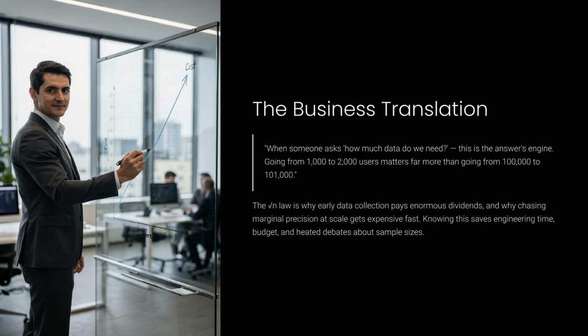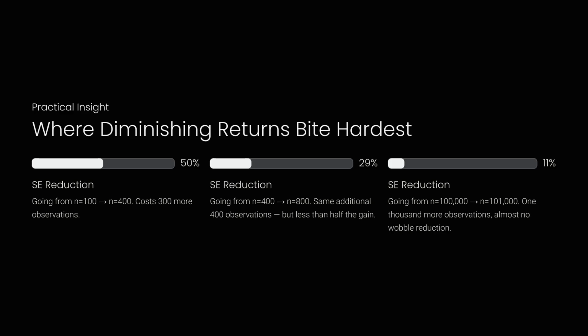In business terms, this means going from 1,000 to 2,000 users provides much more value than jumping from 100,000 to 101,000. Early data collection pays the highest dividends. You can see here how quickly returns diminish. The gain in precision from doubling your sample size drops significantly as your sample grows larger. Chasing marginal precision at scale gets very expensive, very fast.